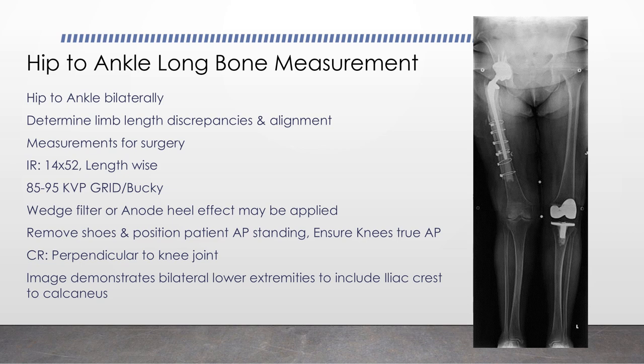You want to remove the shoes and position the patient AP standing, ensuring both knees are in true AP. The central ray is perpendicular to the knee joint, and the image demonstrates bilateral lower extremities to include the iliac crest all the way down to the calcaneus.